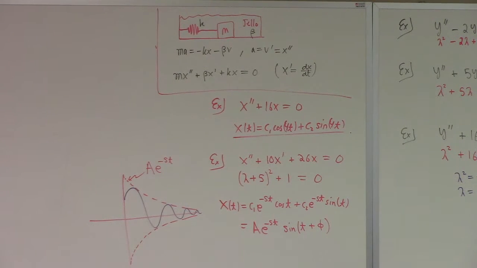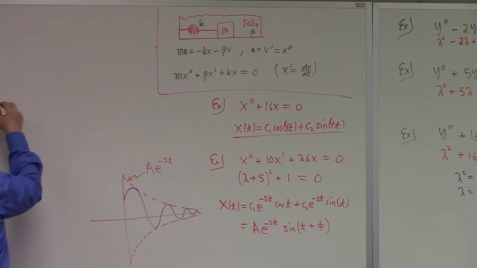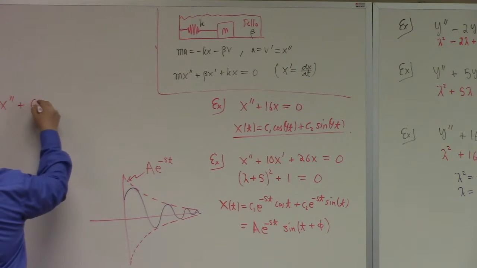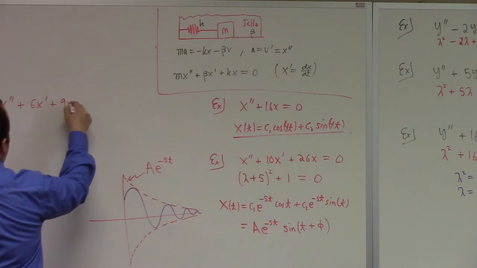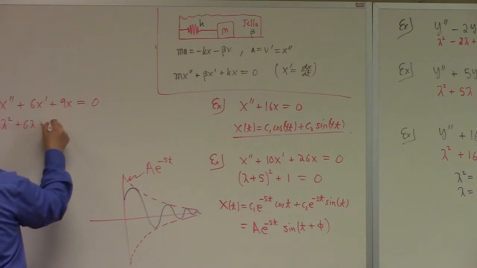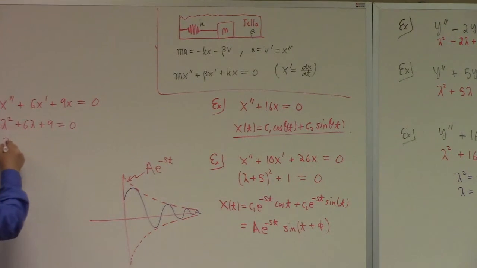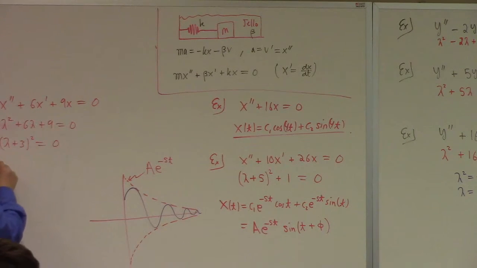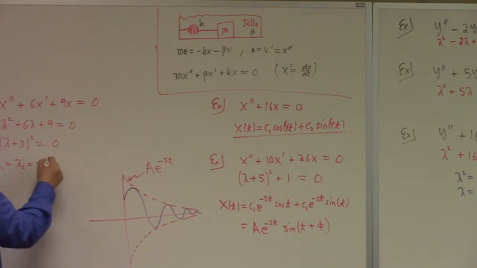The other case would be something like, if you had x prime prime plus 6x prime plus 9x equals 0. This would give me x of t. Oh, I'm sorry, let me not skip so many steps. Lambda squared plus 6 lambda plus 9 equals 0, which is lambda plus 3 quantity squared equals 0, which gives me lambda 1 equals lambda 2 equals minus 3.